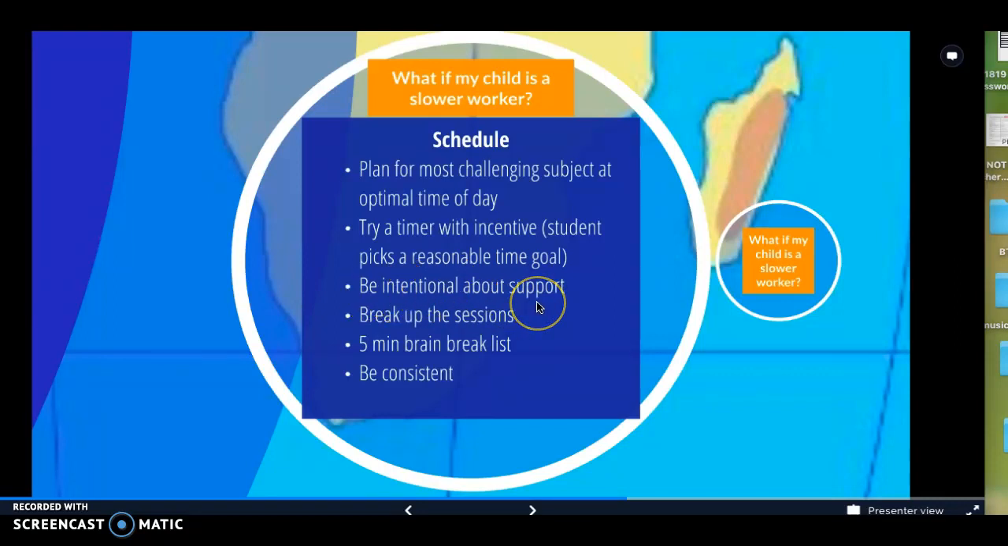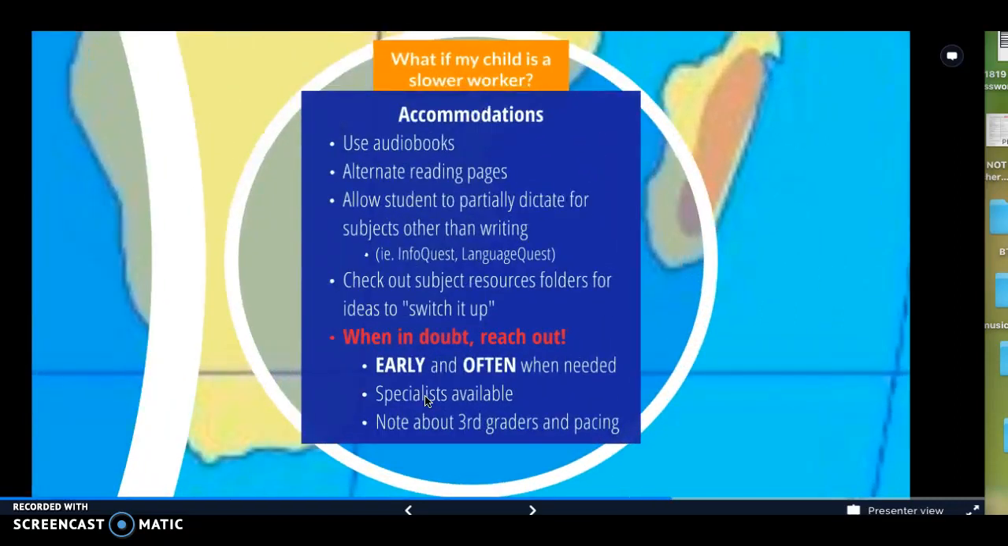Be intentional about support. When your student is working on the most challenging subject of the day, that's not the time to go do some laundry. I totally understand that as homeschooling moms, we need to multitask, but be careful about when you leave your student. It is definitely important that you're there to support when it's a difficult subject for them. Break up the sessions. You can create a 5-minute brain break list when they just need a short break, and then consistency in your homeschool days from day to day will really help with that too.